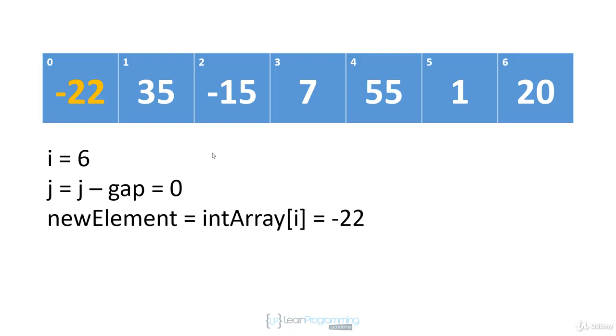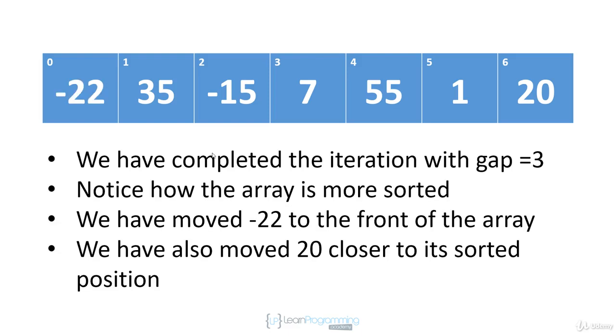And at this point, we've hit the end of the array, and so we have finished our first iteration with gap equal to 3. Now notice that the array is more sorted now than it was before. And we've moved minus 22 all the way to the front of the array, and we did that with 1 assignment. And so in pure insertion sort, at some point we would have had to shift minus 22 down, or rather, in the implementation I showed you, every single element would have had to be shifted up to make room for minus 22.